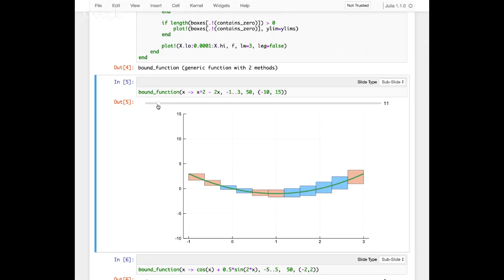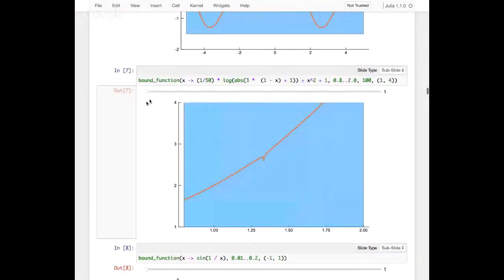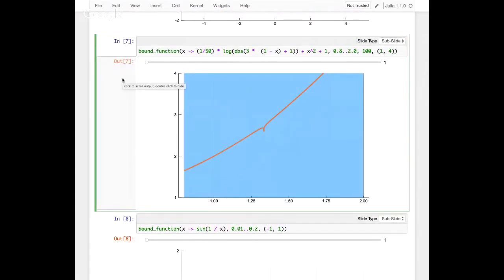So let's look at some more complicated function. This is an interesting function. It looks pretty innocent except for this little peak, but it turns out that it's not so innocent as it looks, right? If you did a standard optimization algorithm, so I ran Optim.jl on this the other day, it will tell you that the minimum occurs over here on the left-hand side. It just zooms down the function, right?